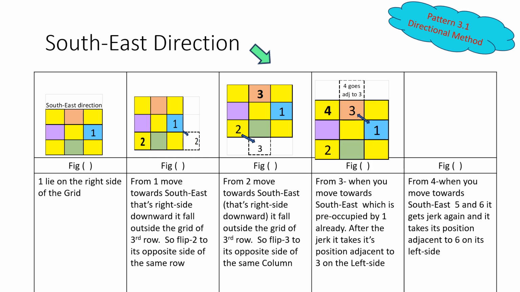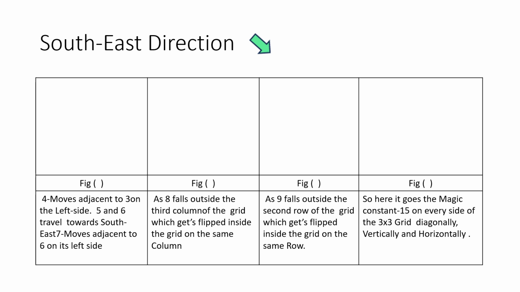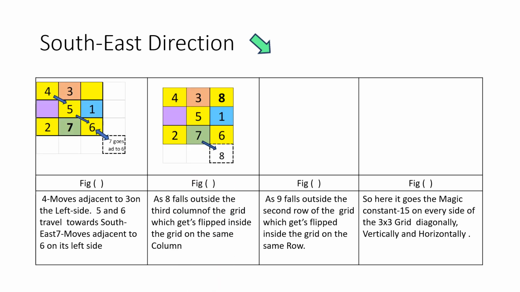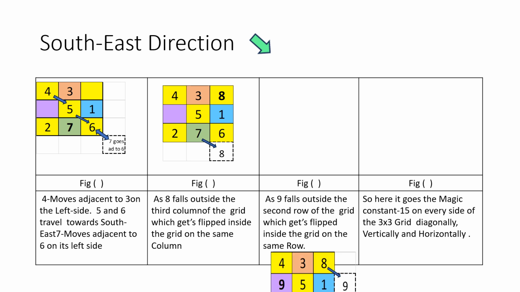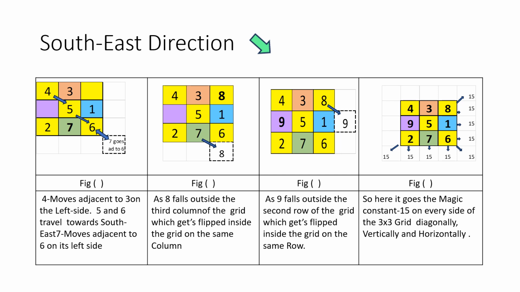Oops, unable to place 4 as it's already preoccupied by 1. So 4 goes adjacent, that is next to 3. After this, 4, 5, 6 go in the south direction, then 7 is adjusted next to 6, then 8 and 9 through the southeast direction get flipped inside the grid. That's it. All done. Check the rows and columns. Everywhere you are getting the sum as 15.